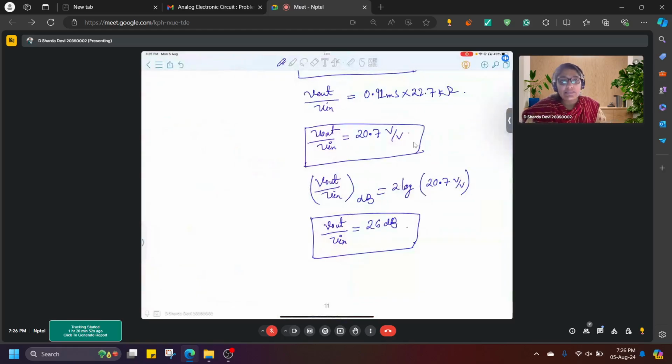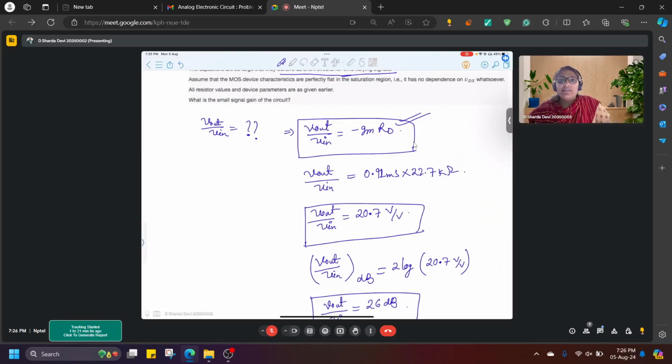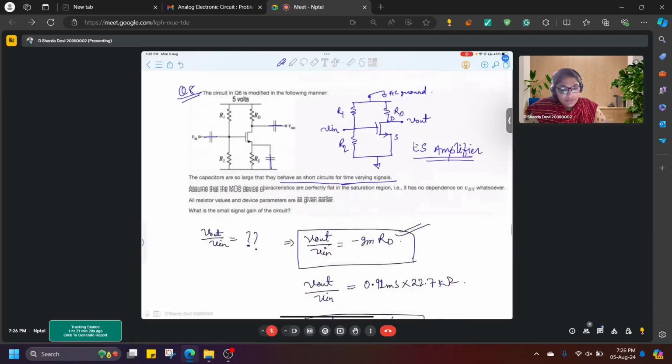Any doubts in this? So this is basically the formula that you get. The derivation has been mentioned in the lecture, so you can check the lecture also. In case you don't understand, you can ask me so that I can explain how you get this formula. Okay. So hope there are no problems.